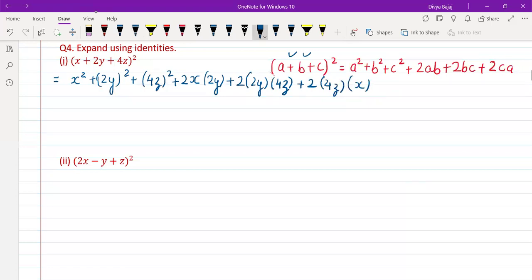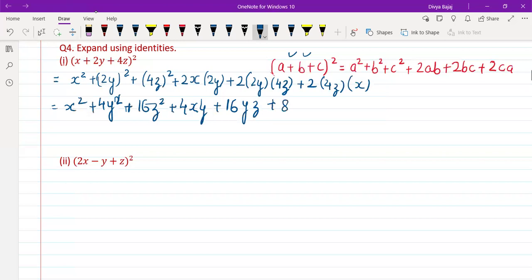So let's solve it. This will give us x square. 2y square means plus 4y square. 4z square means 4 4s are 16z square. Plus, now let's solve these three together. 2 2s are 4, xy will be with it. Plus, again 2 2s are 4, 4 4s are 16, yz. Let's look at the last term. 2 4s are 8, zx. So this is our answer of the very first part.